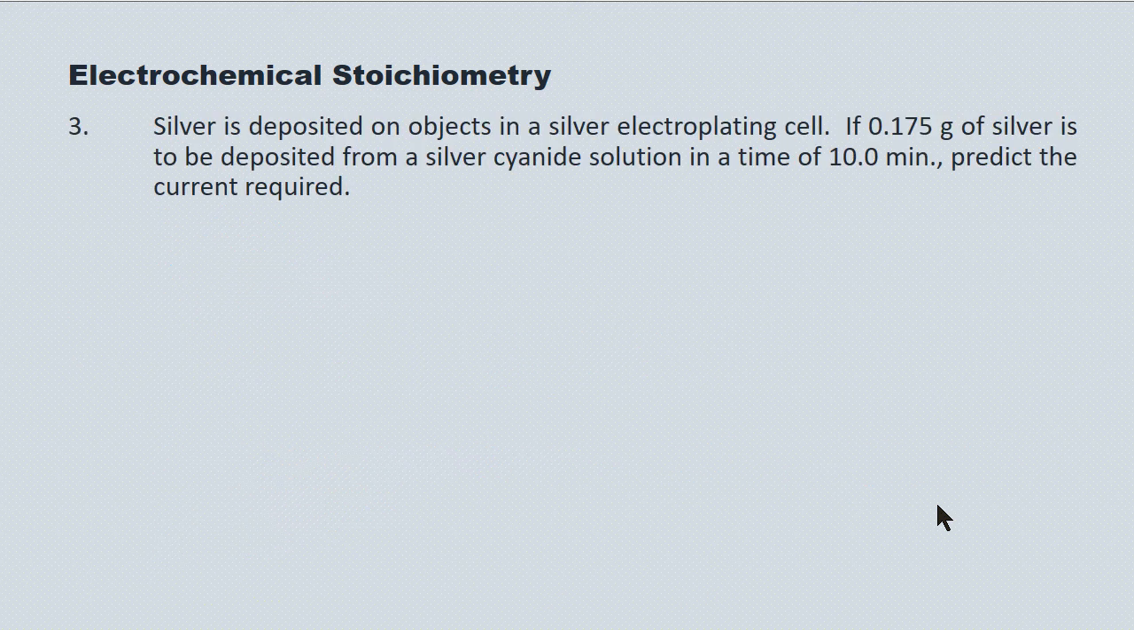Again, here's a question related to silver being deposited on objects in the silver plating process, an electroplating process. The question is: if 0.175 grams of silver is to be deposited from a silver cyanide solution in a time of 10 minutes, predict the current required. So here's some sense of your electrical budget to do some plating. Start with the same equation. This time we're going to rearrange it. We need to isolate for current, which is what we're looking for: I equals n F over t.